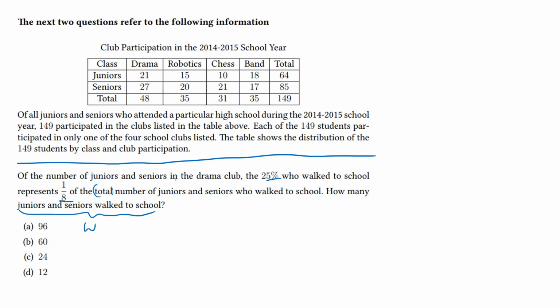Let's dissect the first sentence. 0.25, which is that 25% of the number of juniors and seniors in drama club. So we're interested not just in juniors, not just in seniors, but in the total in the drama club. These, who walk to school, represent 1/8 of the total number of juniors and seniors who walk to school, which is our chosen variable W. Isolating for W gives 8 times 0.25 times 48. Simplifying this yields 96.